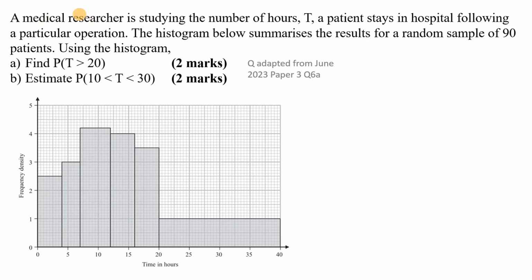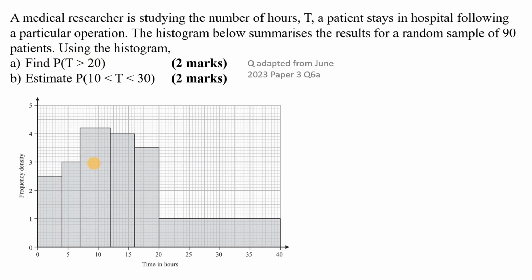Okay, so here's another example question that I've slightly adapted from a past paper question. So we're told a medical researcher is studying the number of hours, which is T, a patient stays in hospital following a particular operation, okay? And the histogram below, which is this here, summarizes the results for a random sample of 90 patients, okay? And using the histogram, for part A for 2 marks, we need to find the probability that T is bigger than 20, okay?